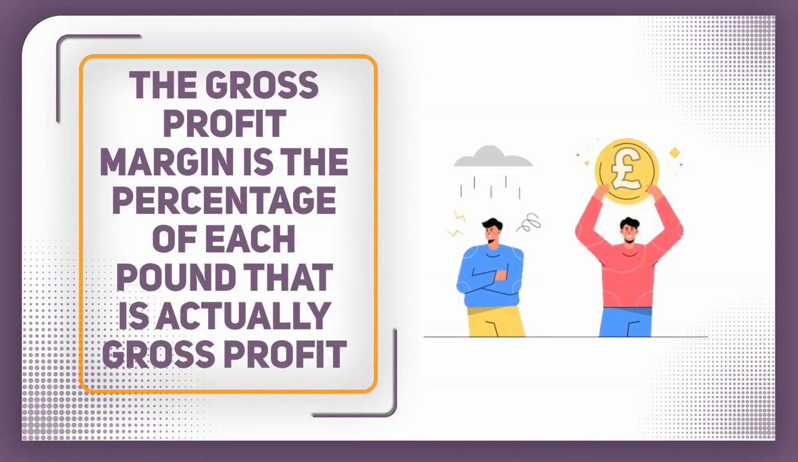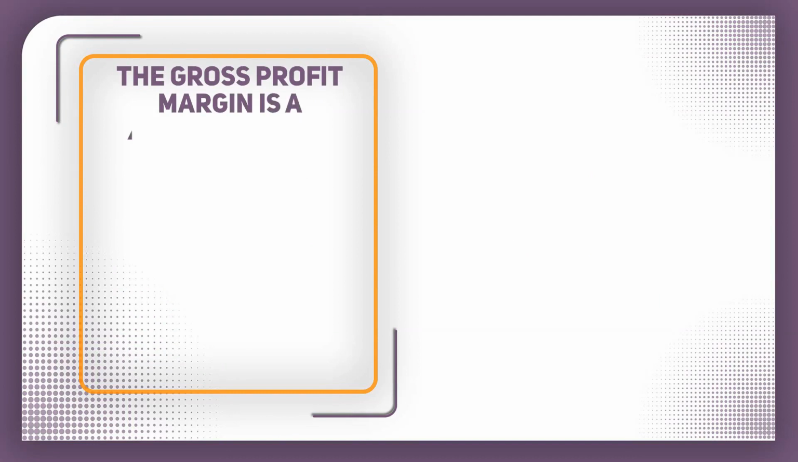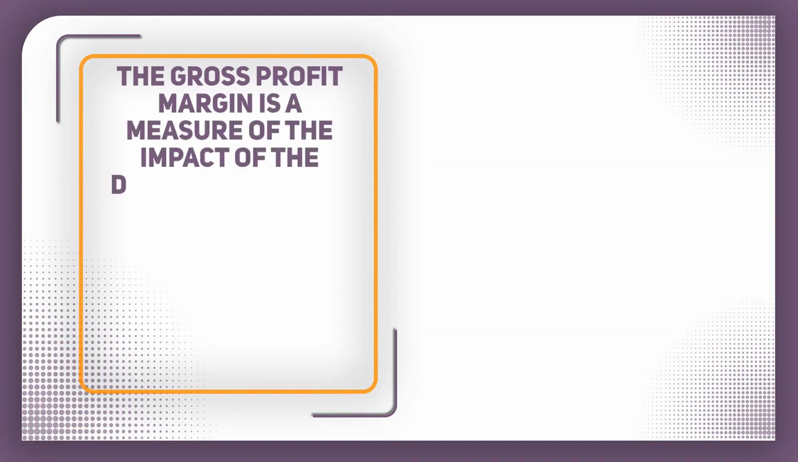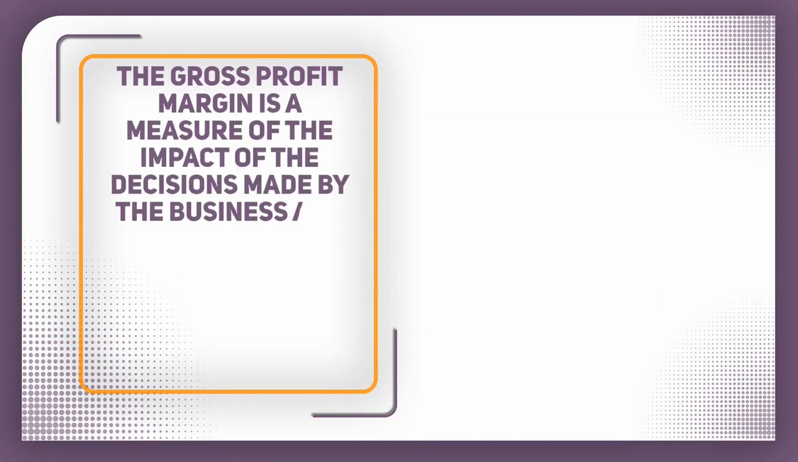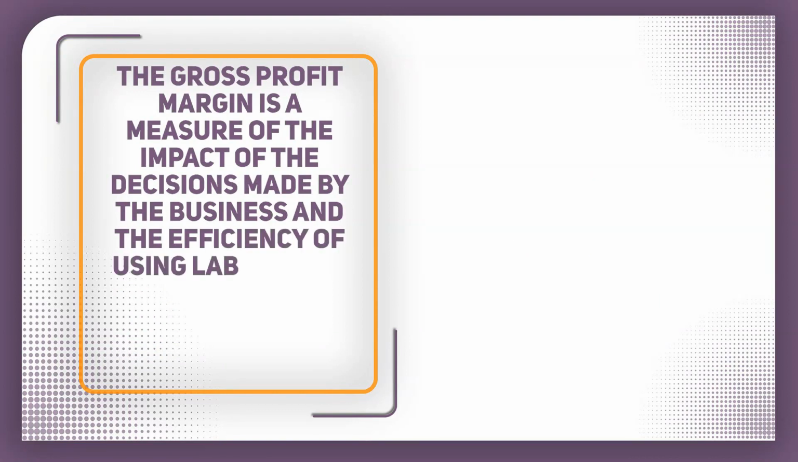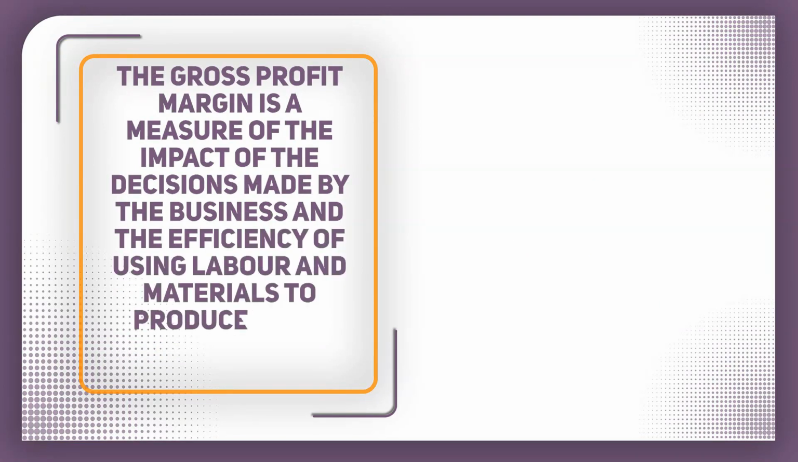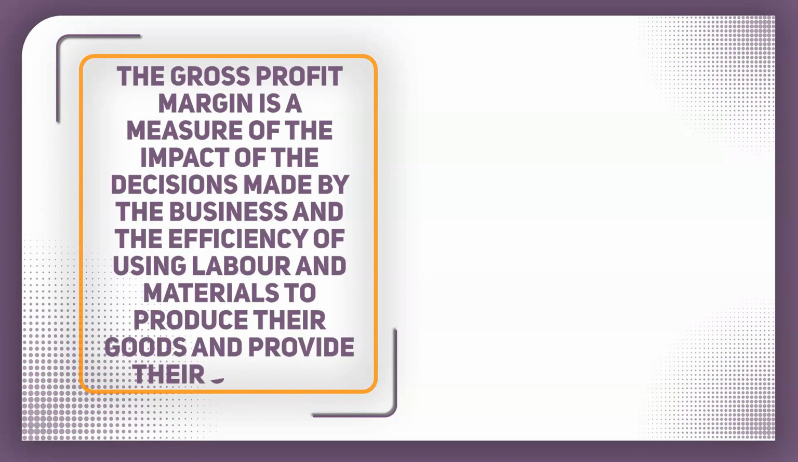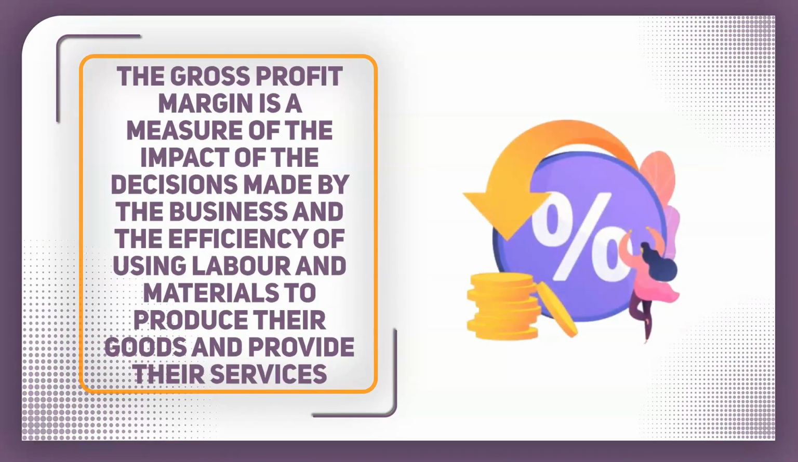In general, the higher the gross profit margin, the higher the percentage, the better the business is performing, particularly if it is increasing year on year. The gross profit margin is a measure of the impact of the decisions made by the business and the efficiency of using labour and materials to produce their goods and provide their services.